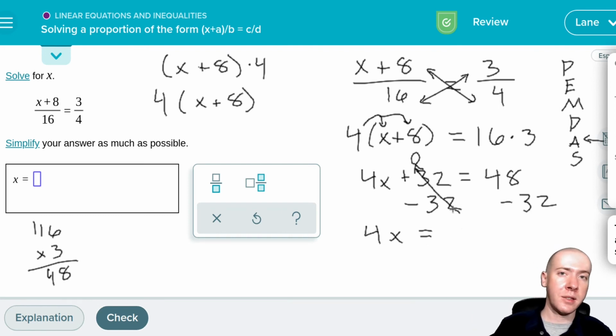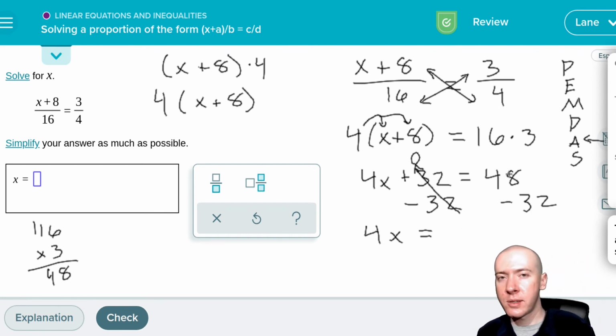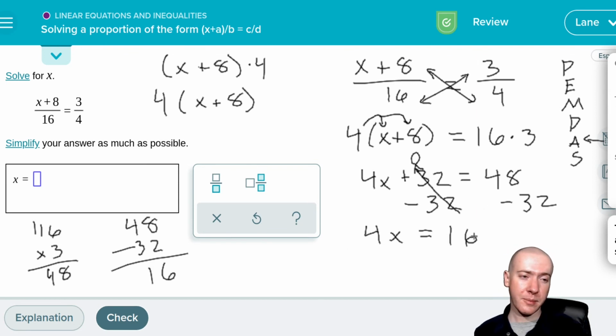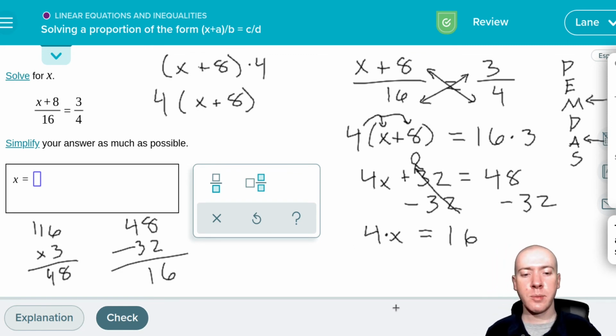On the right-hand side, what's 48 minus 32? We could do this over here. 48 minus 32 is 16. So on the right-hand side, we have 16. Okay, we've taken care of that addition. Is there division here? No. Is there multiplication? Yes. 4x means 4 times x.